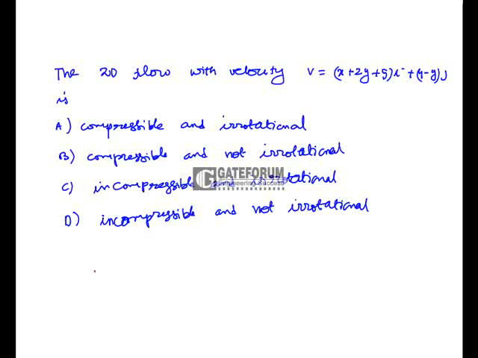Here the first term, x + 2y + 5, represents the velocity of the flow in the x direction, that is u. It is equal to x + 2y + 5. And the second term, 4 - y, represents the velocity of the flow in the y direction, so it is represented by v, that is v = 4 - y. Now differentiate u with respect to x as well as with respect to y, so that here ∂u/∂x is equal to 1 and ∂u/∂y is equal to 2.